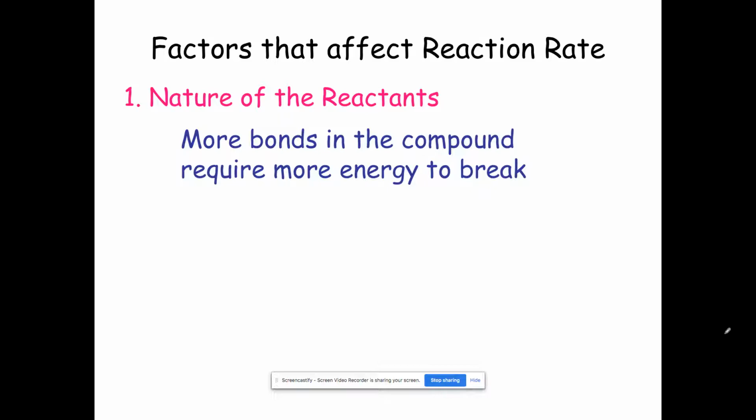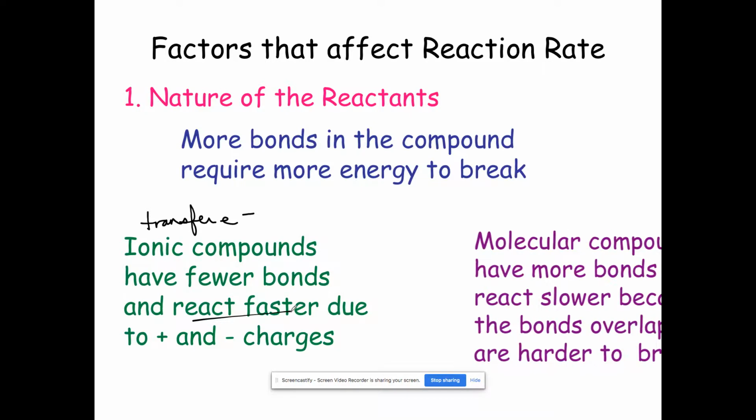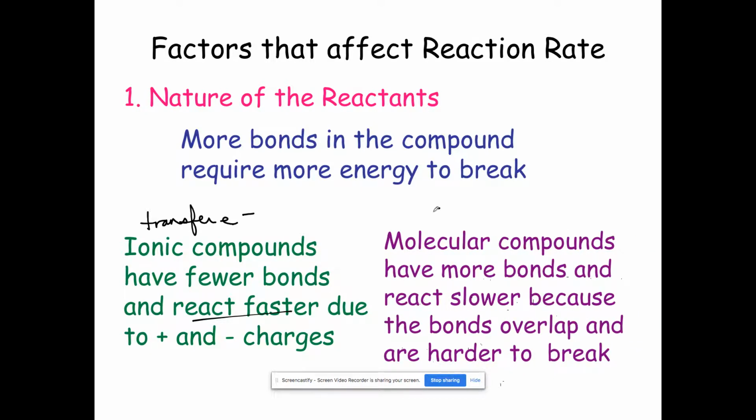Now, remember bonding. We've got sharing of electrons, and we've got transferring of electrons. So in ionic, which is the transfer of electrons, they have fewer bonds and will react faster. Things that are molecular, which are covalent, this is where you share electrons. They have more bonds and react slower because you've got those orbital overlaps, and that's harder to break. So some things are just going to react faster than others in general.